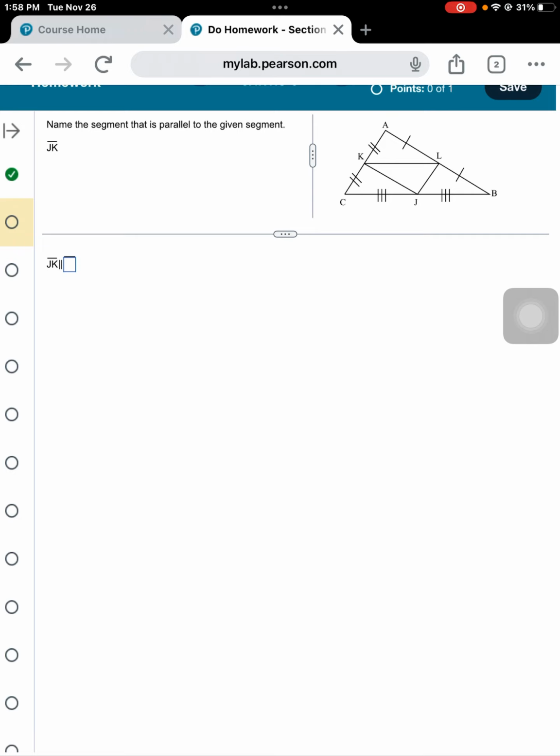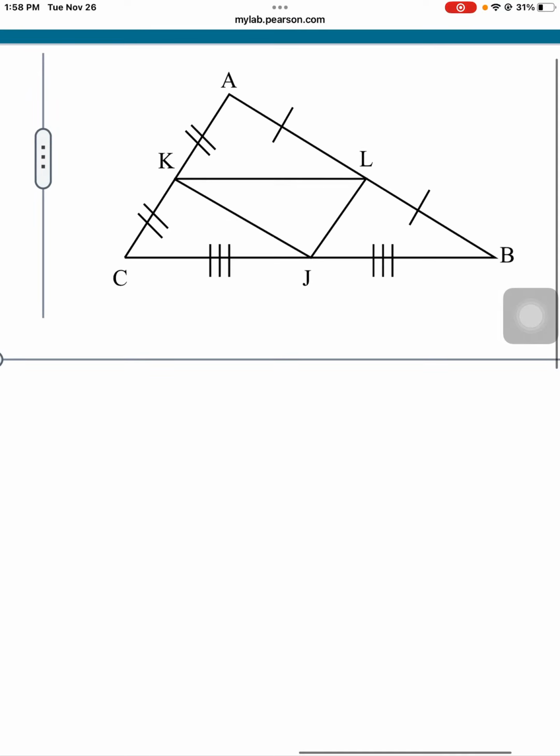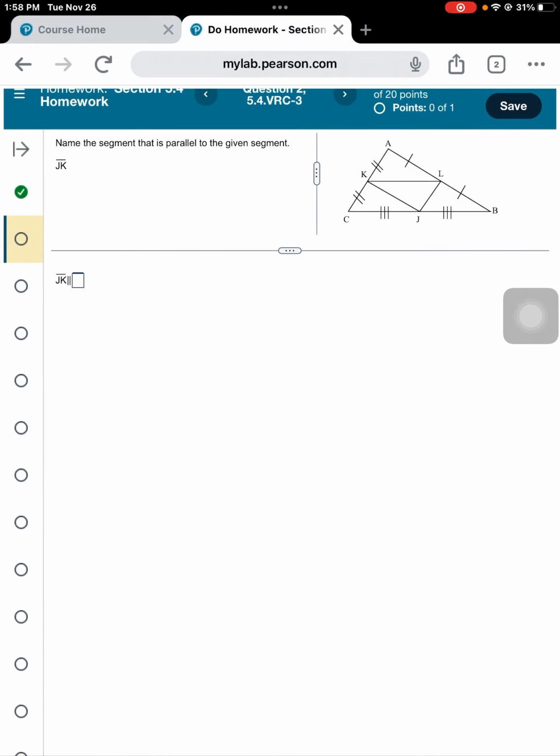So what about this? Name the segment that is parallel to JK. Well, it'll be AB, correct? Because we look at JK right here. What's the third side that it did not touch? The two endpoints of the midsegment JK are J and K, and K is the midpoint of side AC, and J is the midpoint of side BC. What is the other side of the triangle that midsegment JK did not touch? The AB. So not only is JK half of AB, but JK is also parallel to AB.